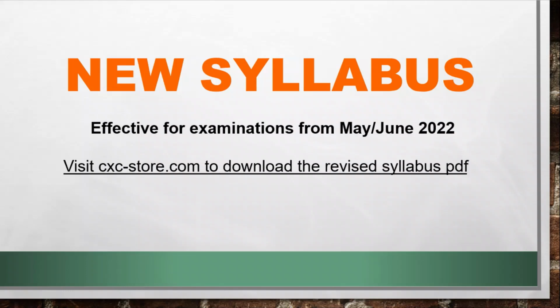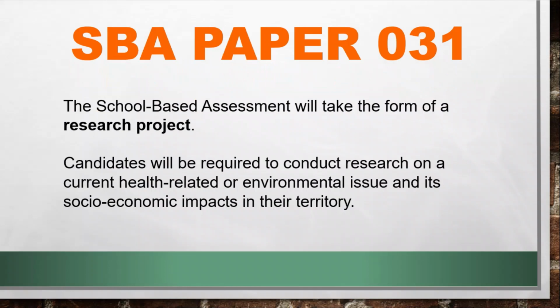Alright, so what I really want to focus on is the SBA component, because that's completely new. This is the first time Human and Social Biology students will be doing an SBA component. So the SBA Paper 031 is really for those students who are in schools, who are in a recognized institution. This is equivalent to the SBAs that you would do if you were doing Biology. So you would do labs and so forth.